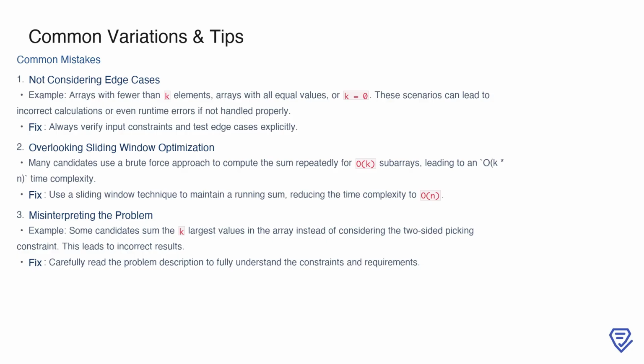Lastly, it's important to carefully interpret the problem. For example, some mistakenly sum the k largest values in the array, ignoring the two-sided picking constraint. This misunderstanding leads to incorrect results. To prevent this, take the time to read the problem description thoroughly and ensure you fully grasp the constraints and requirements before diving into the solution.